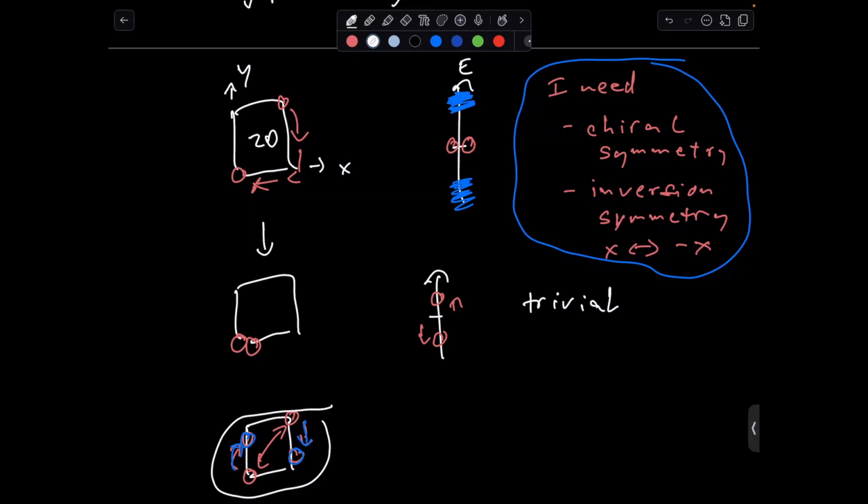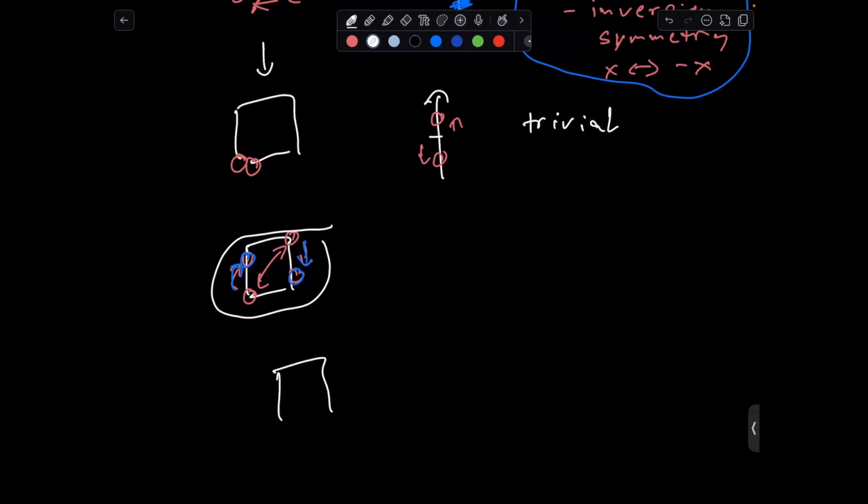Right, so the problem is if you have 4 with only inversion symmetry, then I could move those 2 like that. And then I could move them all the way here, at which point I could gap them out in pairs again. So only 2 are protected. So you see it's a Z2, exactly. That's a great question, because you see it's a Z2 classification.